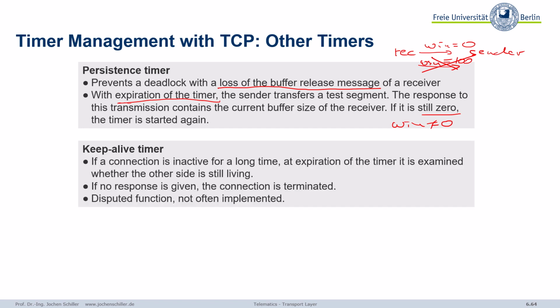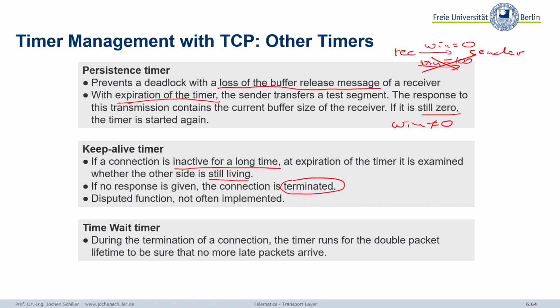There's another timer called the keepalive timer. So what happens if no one has to send anything? If the connection is inactive for a long time, let's say after 1 or 2 hours, you can have the timer just check if the other side is still alive. If not, then terminate the connection. Well, it's not often implemented and is a disputed function.